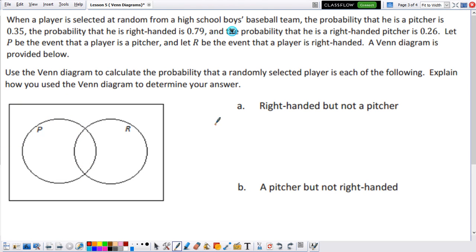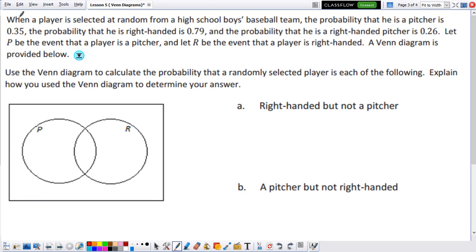Now, when we talk about Venn diagrams, it's not just circling and shading. Sometimes there will be numbers involved. So here's a clear example of what we're about to talk about. Again, when we talk about Venn diagrams, get familiar with the scenario. So what we're going to do here is understand the scenario.